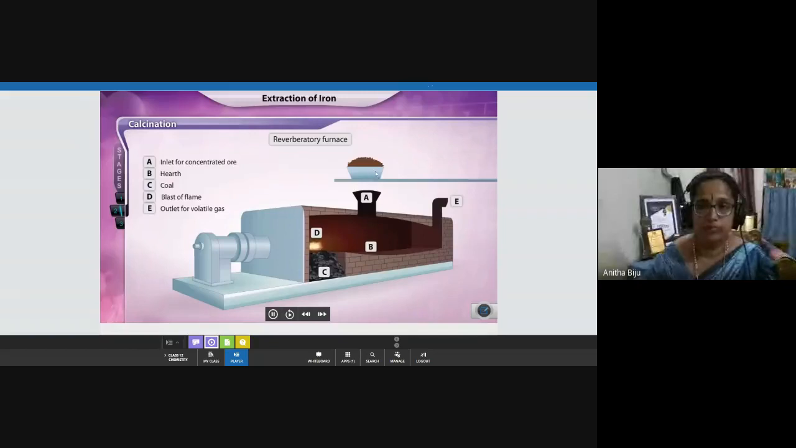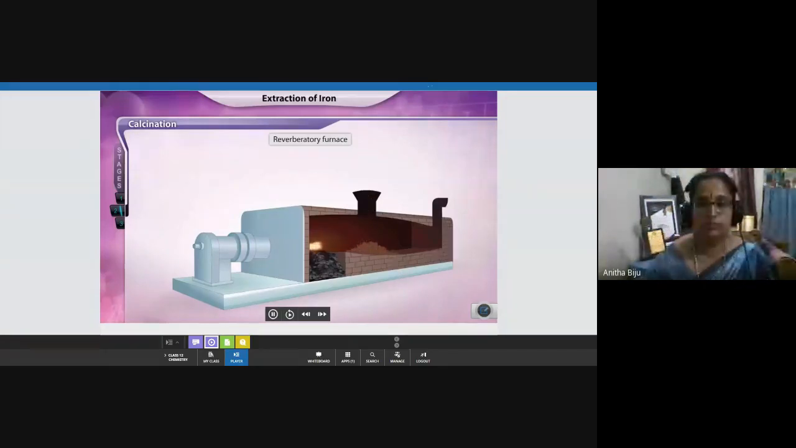Concentrated ore is poured onto the hearth of a reverberatory furnace. Click the concentrated ore to add it to the furnace. The burning coal present in the furnace increases the temperature inside. The ore is subjected to this high temperature in a limited supply of air.